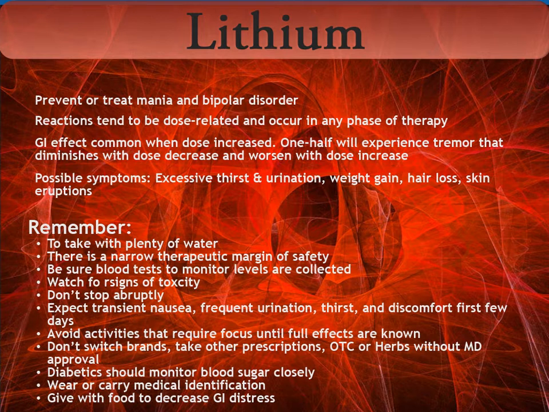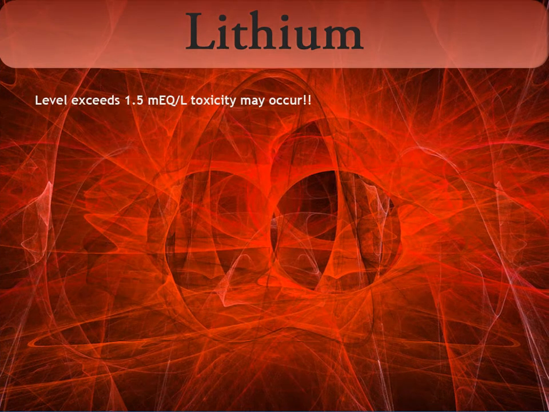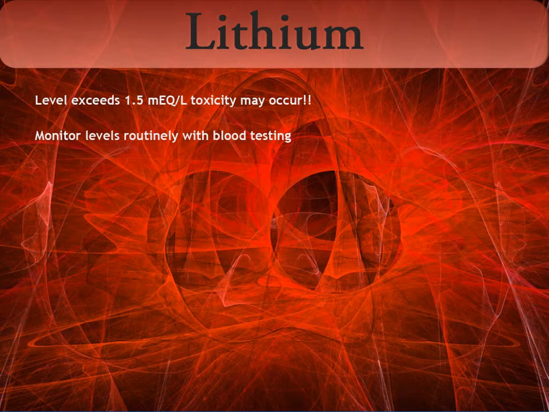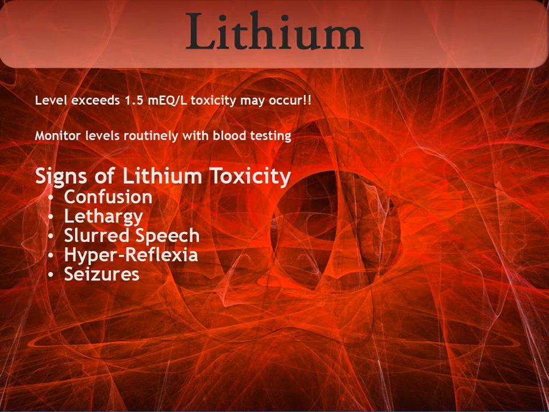People with diabetes should monitor blood sugar carefully. Wear or carry a medical identification. Give with food to decrease GI distress. When lithium levels exceed 1.5 milliequivalents per liter, toxicity may occur. For this reason, lithium levels should be routinely monitored through blood testing. Signs and symptoms of lithium toxicity include confusion, lethargy, slurred speech, hyperreflexia, which is a condition where the deep tendon reflexes are exaggerated, and seizures. Long-term use can cause kidney damage.